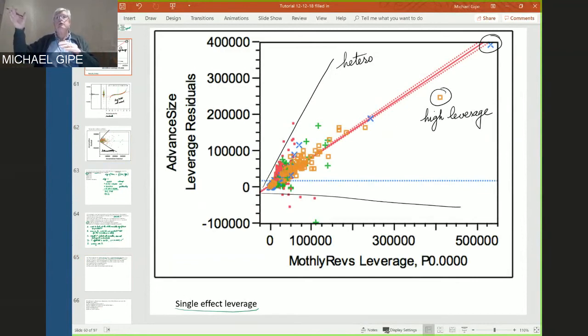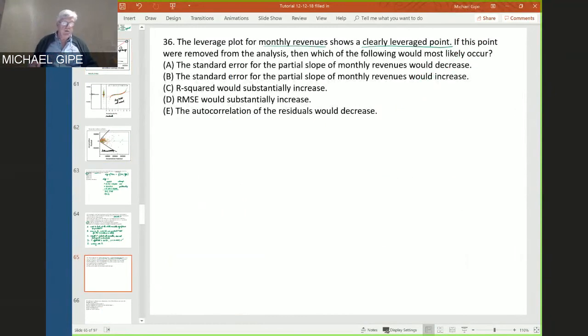Now, if it were influential, that is, if that outlier were way down below or above the line and we pulled that out, then the influence of that outlier would be removed and the slope of the line would be expected to change substantially because as it is, it would have pulled the whole line in one direction or the other. So let's take a look at what we have possibilities here for.